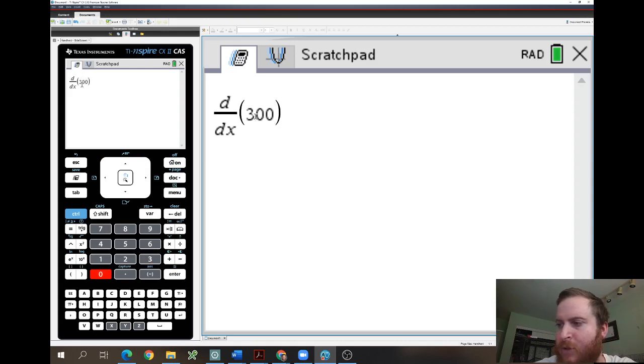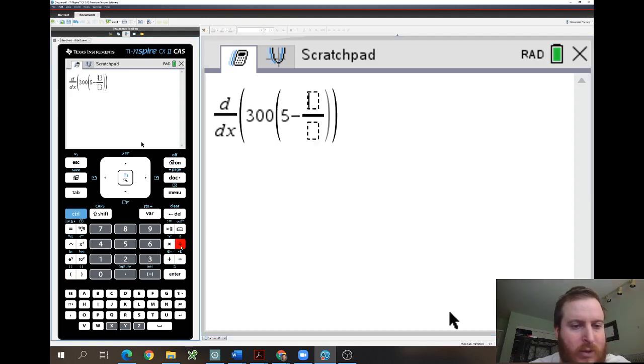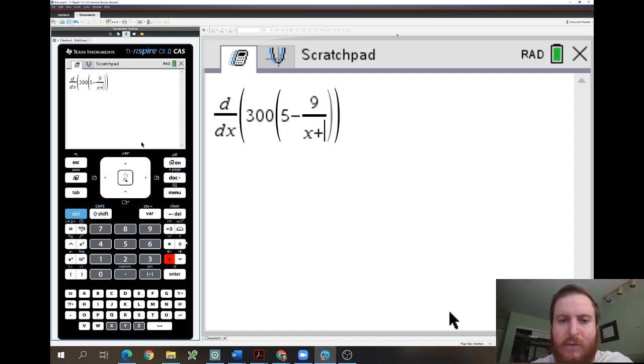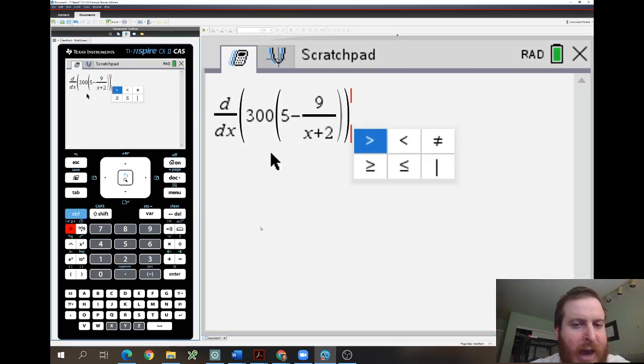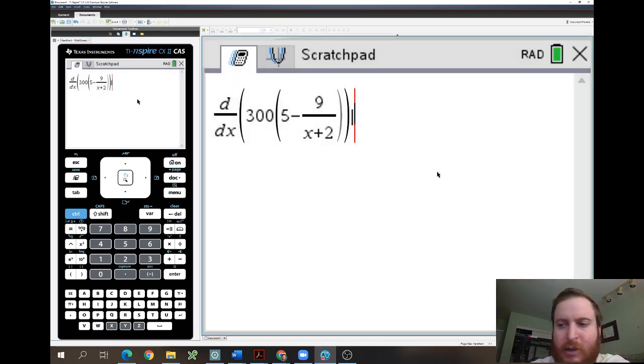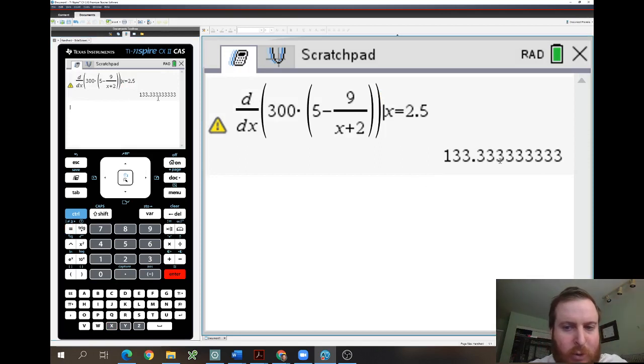So 300, and then parentheses, we had 5 minus, and then 9 over t plus 2. And instead of t, like I said, I'm going to use x. But if you wanted to use t, just make sure both, right here, dt, and this would be a t. And then on the outside, I'm going to show this in one step. So in one step, this is the derivative. But then outside, we can say x equals 2.5. And then we get 133.3 repeating.